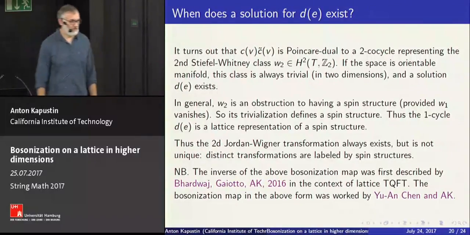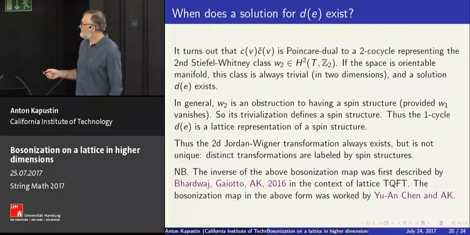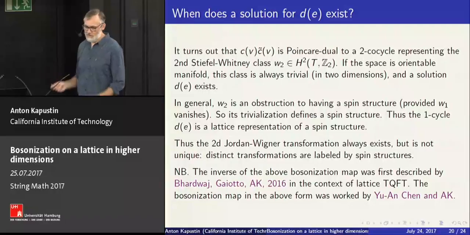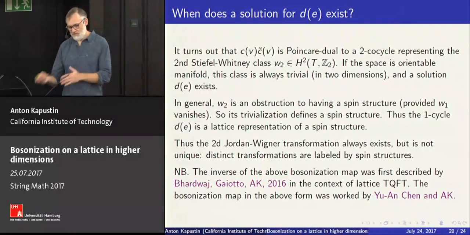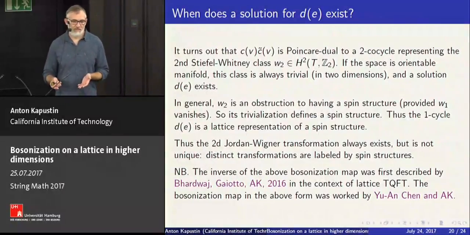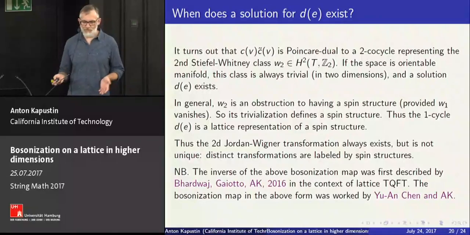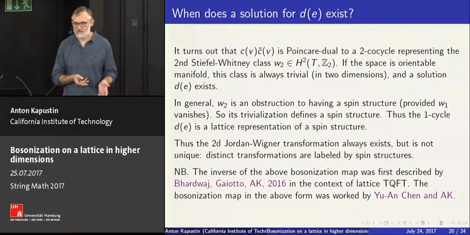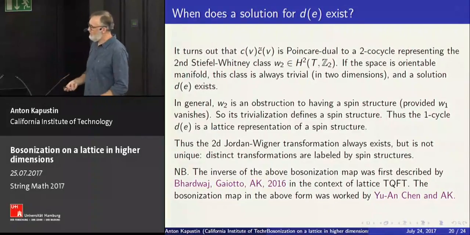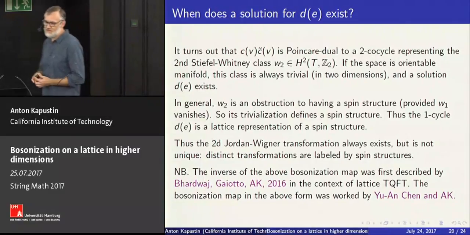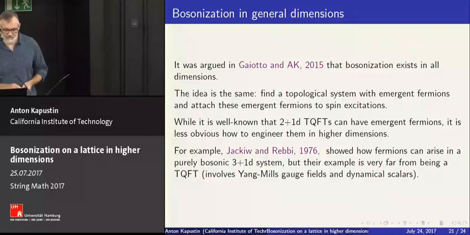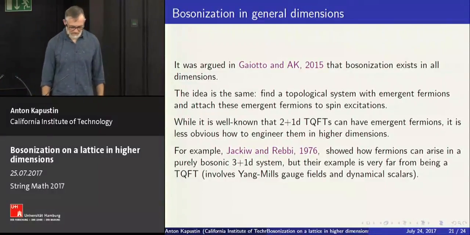Okay, some remarks on where this was explained. This bosonization map was actually described, in the inverse direction, as fermionization, in a paper by Bhardwaj, Gaiotto, and myself last year. There we started with the bosonic side, which is some sort of TQFT on a lattice, then did something called fermion condensation and obtained a spin-dependent TQFT. But one can also go in the opposite direction. In fact, the transformation has nothing to do with TQFTs a priori, it just has to do with the algebra of fermions. That has been worked out by Yuan Chen and myself. So I'm done with bosonization in two dimensions.